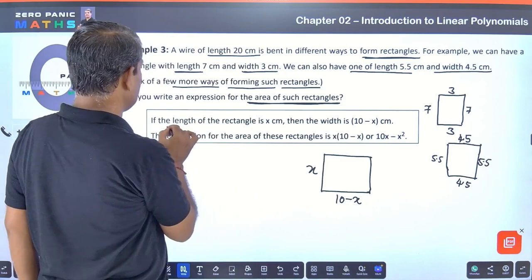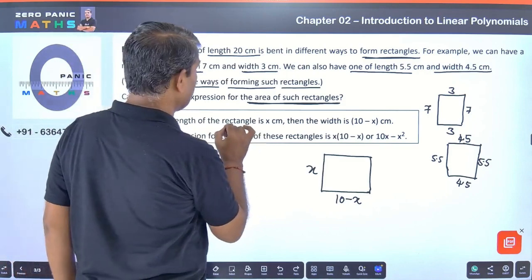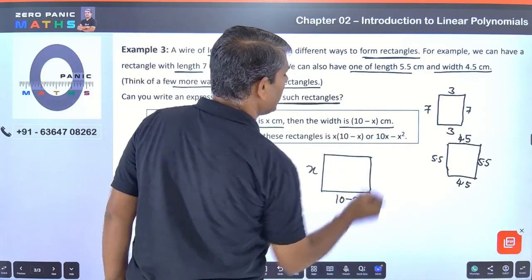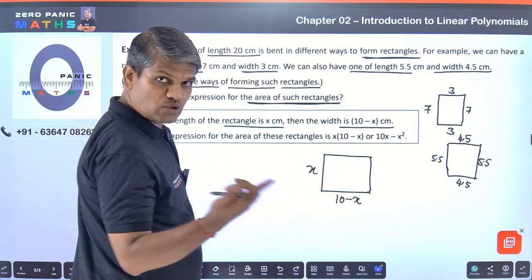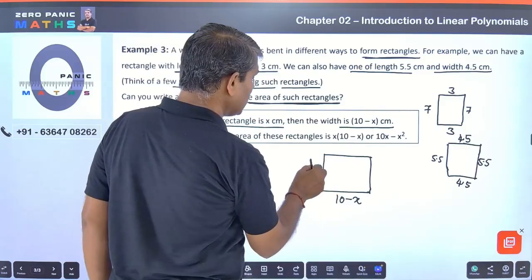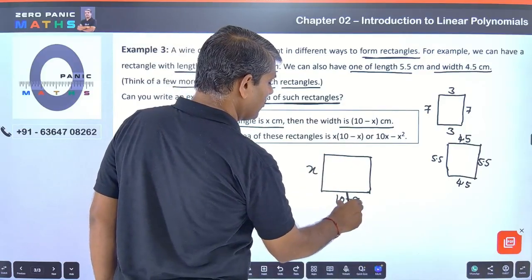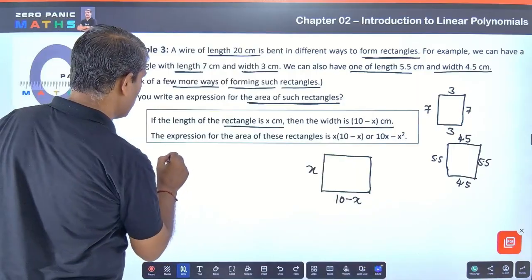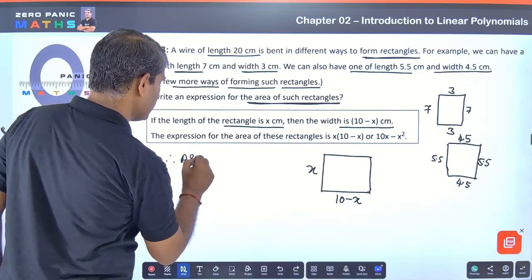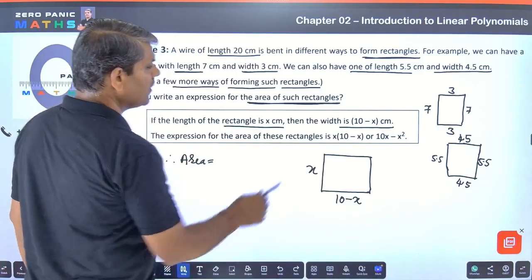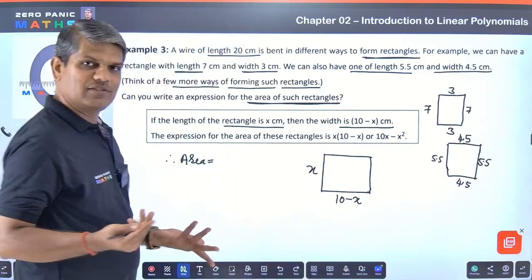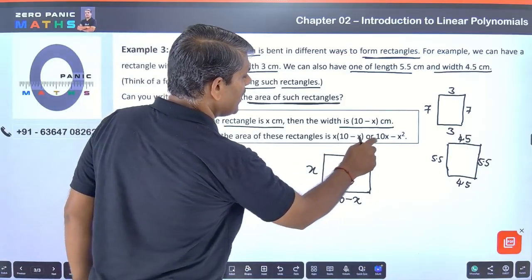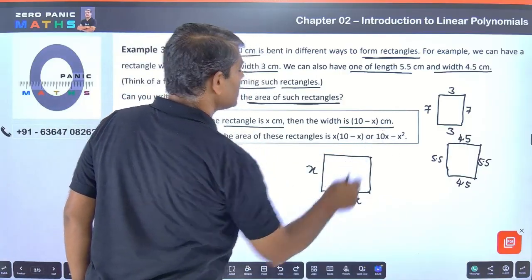Okay, now suppose the length of the rectangle we are considering is x centimeter, as I told here, then the width will be 10 minus x centimeter. Why? I already told you that. Now, assuming that x is the length and 10 minus x is the width, how do you calculate the area? Area is equal to x into 10 minus x. Correct? x into 10 minus x, because length into width. And that will give us 10x minus x square.